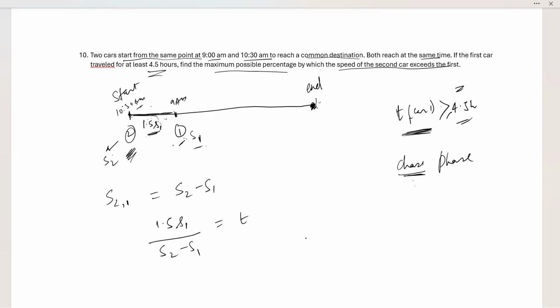So in the chase phase, the least that car one would have traveled is 3 hours, because it is at least 4.5 hours and 1.5 hours it has already done before. So the remaining time has to be greater than or equal to 3 hours, it cannot be less. Okay. So now see what the question is asking. What is the maximum possible percentage by which speed of second car exceeds the first car? So I want the value of S2 minus S1 to be maximum. Now for this to be maximum, this has to be minimum.